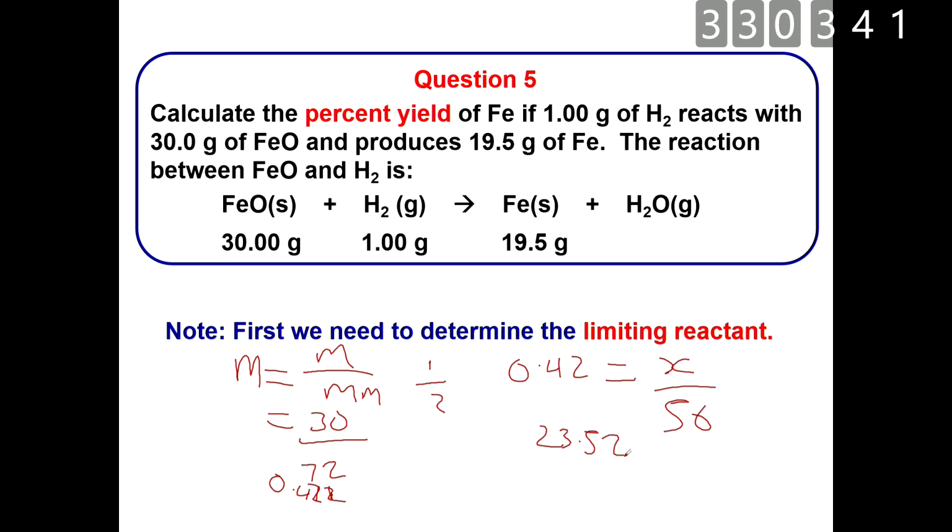So now find the percentage. Percentage is equal to actual over theoretical times 100. So 19.5 divided by 23.5. What's the answer?